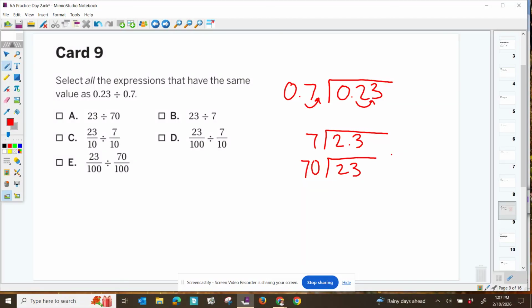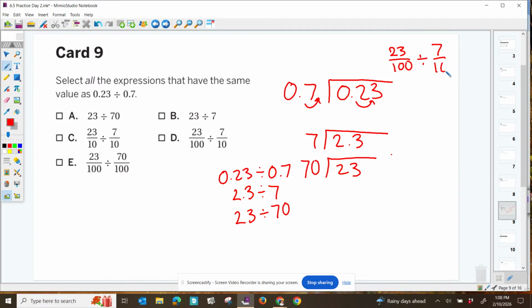And so doing it the way they've got it, I've got 0.23 divided by 0.7, which is the same as 2.3 divided by 7, which is the same as 23 divided by 70. All of those would work. In this, it would be 23 hundredths divided by 7 tenths, which is the same as 23 hundredths divided by 70 hundredths.